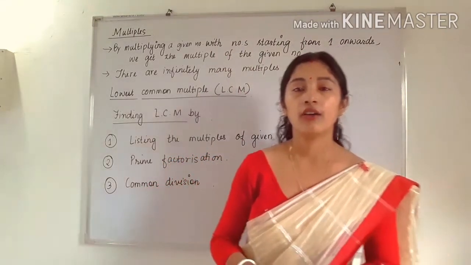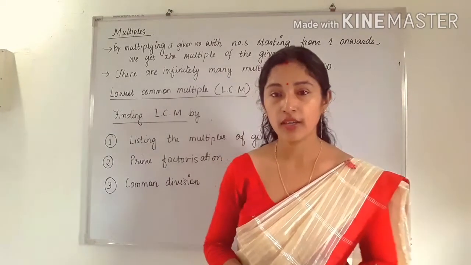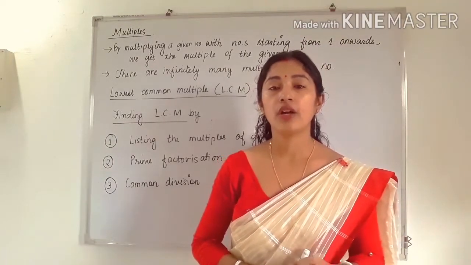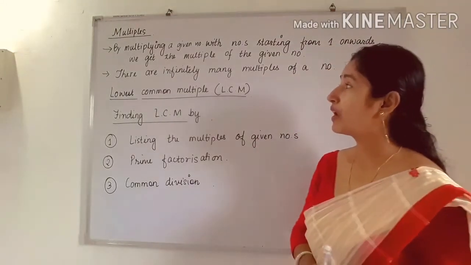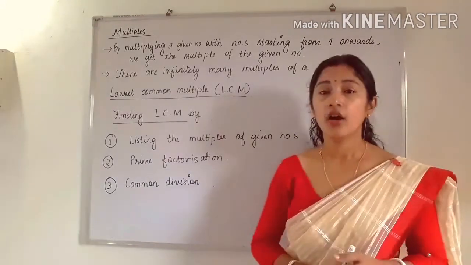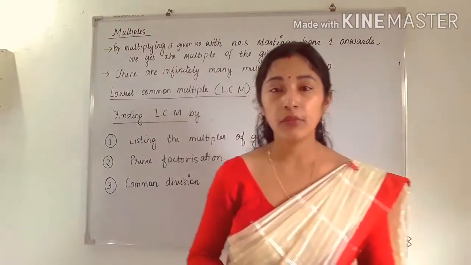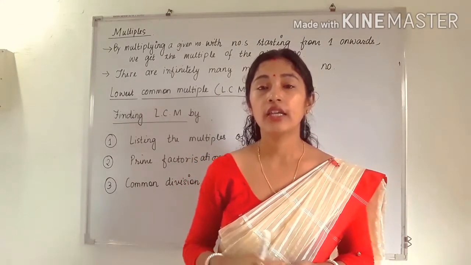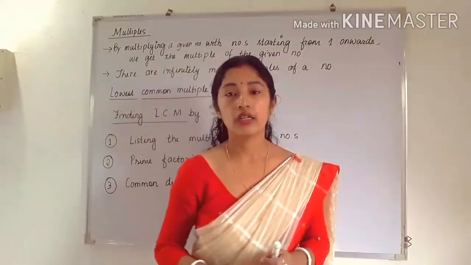But before, I want to recall the things which we have studied in class 5. Before lowest common multiple we have to know what multiples are. By multiplying a given number with numbers starting from 1 onwards, we get the multiples of the given number. That is very easy. You can find the multiples of a given number by multiplying that number with 1, then 2, then 3, like the multiplication table. So what are the multiples of 2?